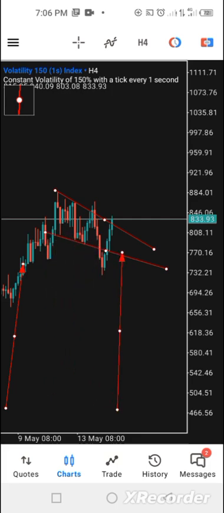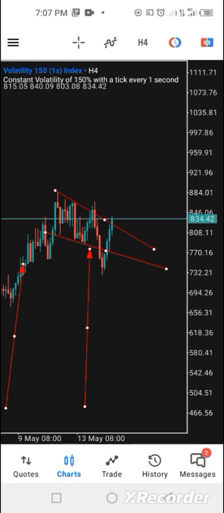Before you take any trade on a flag, make sure that there's a third touch on the trend line that breaks the trend line. If it does not break the trend line, don't enter your trade. I repeat, don't enter your trade. If you do not see a break of the trend line on a flag, don't enter your trade. And that is one thing that has helped me a lot.